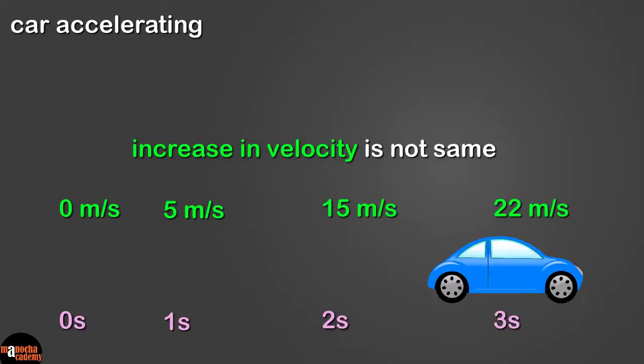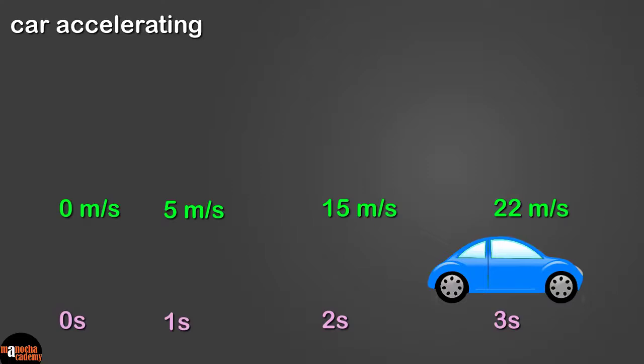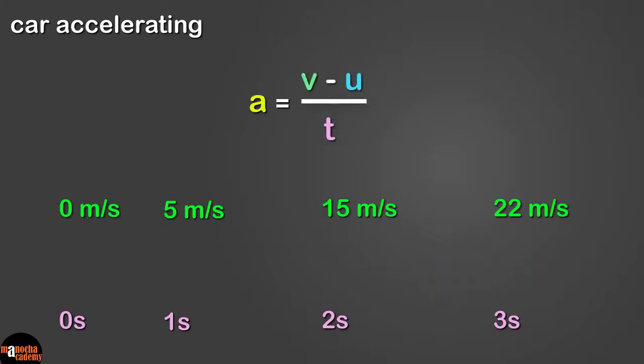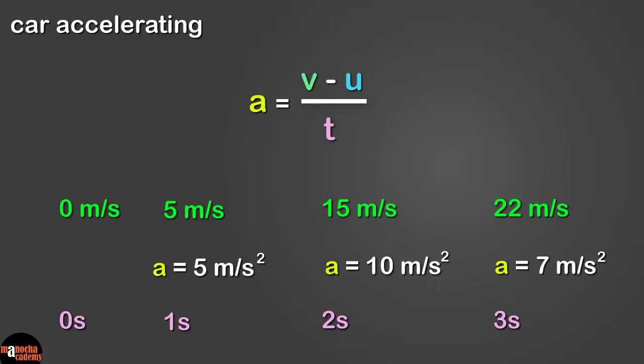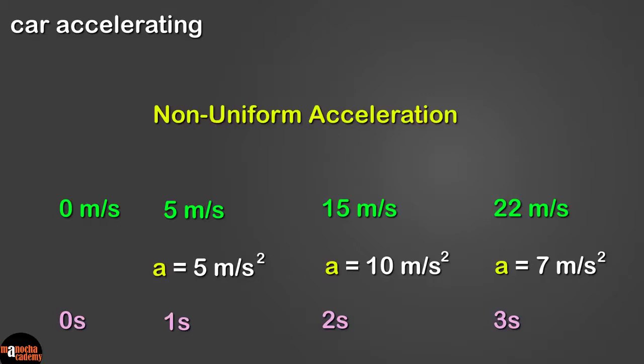We can calculate the value of acceleration every second. Let's use the formula a equal to (v minus u) by t. So in the first second, the acceleration is 5 meters per second square. In the second second, it's 10 meters per second square. And in the third second, it's 7 meters per second square. So can you see that the acceleration is changing over time? So this is a case of non-uniform acceleration.